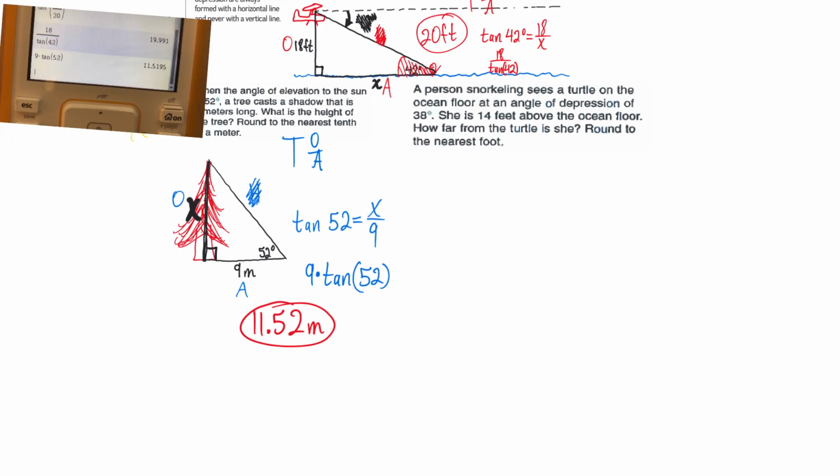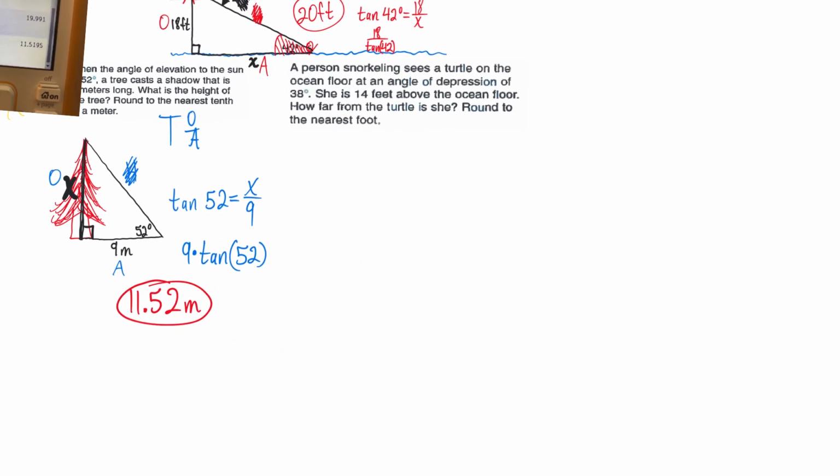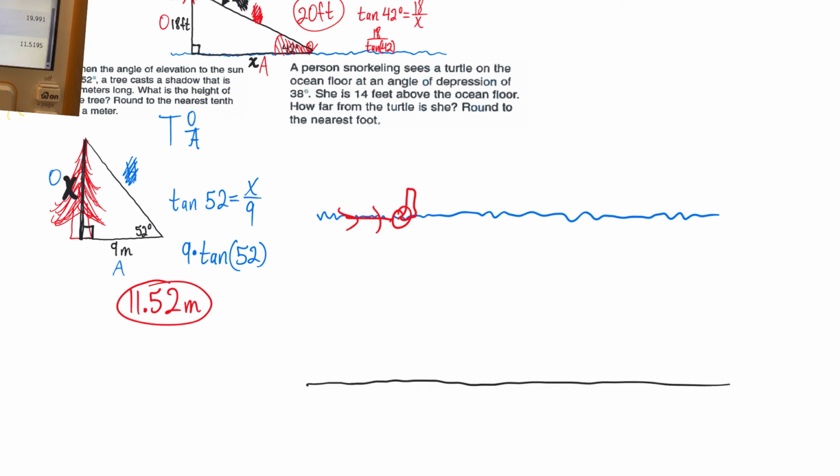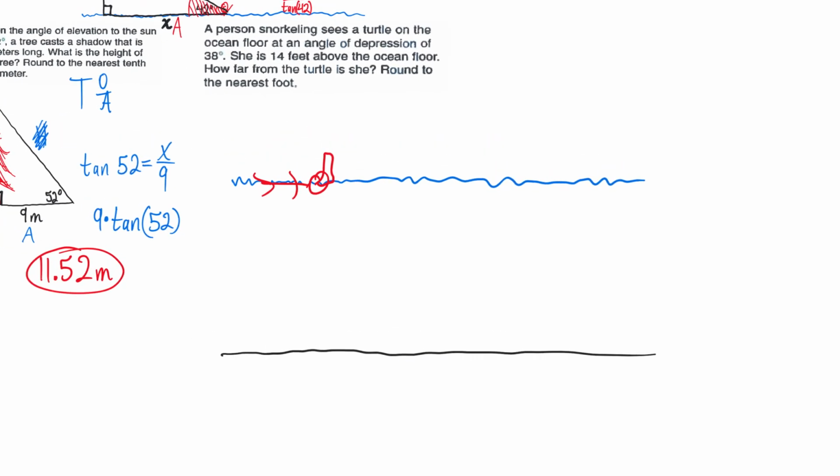Okay, last one. A person snorkeling sees a turtle on the ocean floor at an angle of depression of 38 degrees. She's 14 feet above the ocean floor. How far from the turtle is she? All right. So we've got water. This person is swimming here, snorkeling. Here's the ocean floor. We've got this turtle.